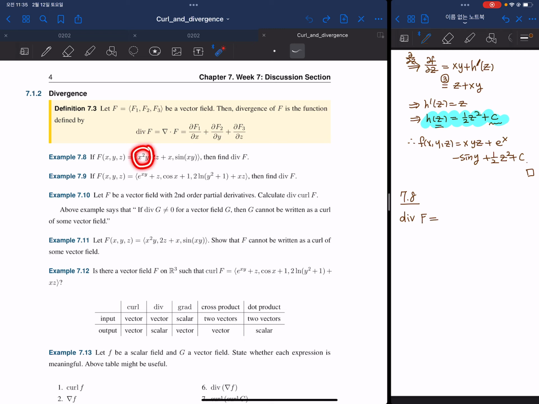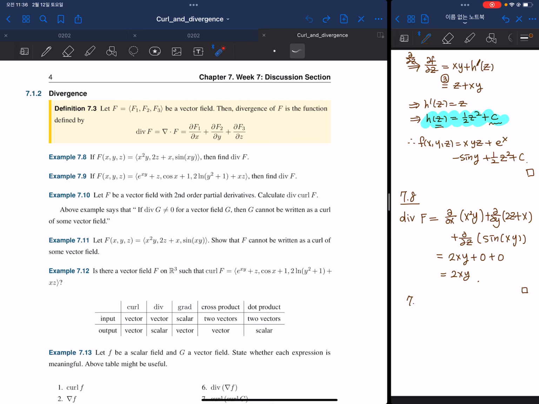You need to take a derivative with respect to x first. Just to write down the whole thing first: we have ∂/∂x of x squared y, plus ∂/∂y of 2z plus x, plus ∂/∂z of sine xy. The first term gives 2xy, the second term is just 0, and the last term is also 0, so you will get 2xy.